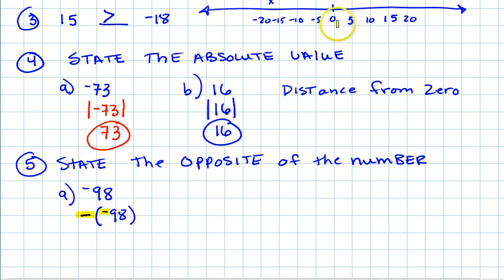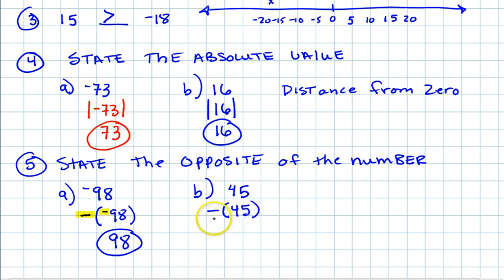Alright, remember it's going to be on the other side of the number line. So the opposite of negative 98 would be 98. That would be my answer. Alright, let's do another one of these. B. I have the number 45, and I need to find the opposite of 45. Notice I'm putting the number in parentheses. The opposite of 45 would be on the opposite side of the number line, which would give me negative 45. Notice how I'm notating it.